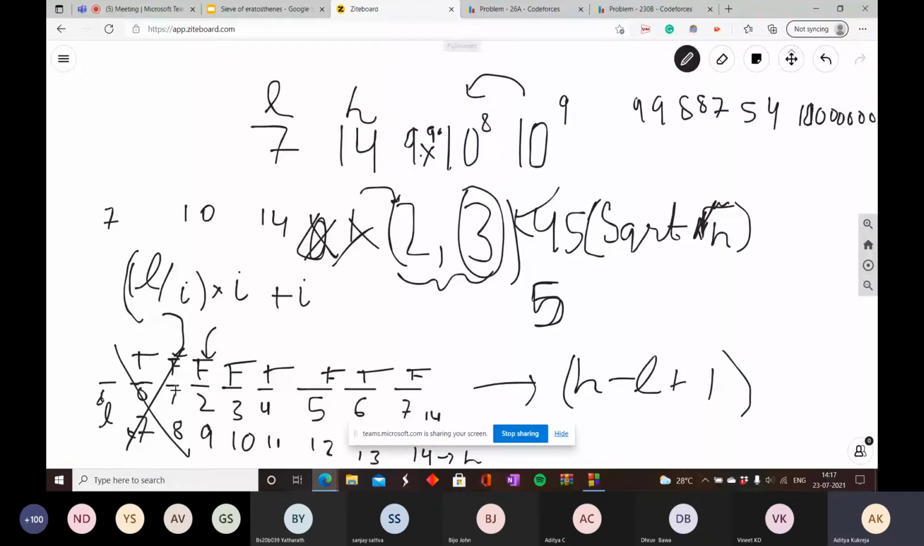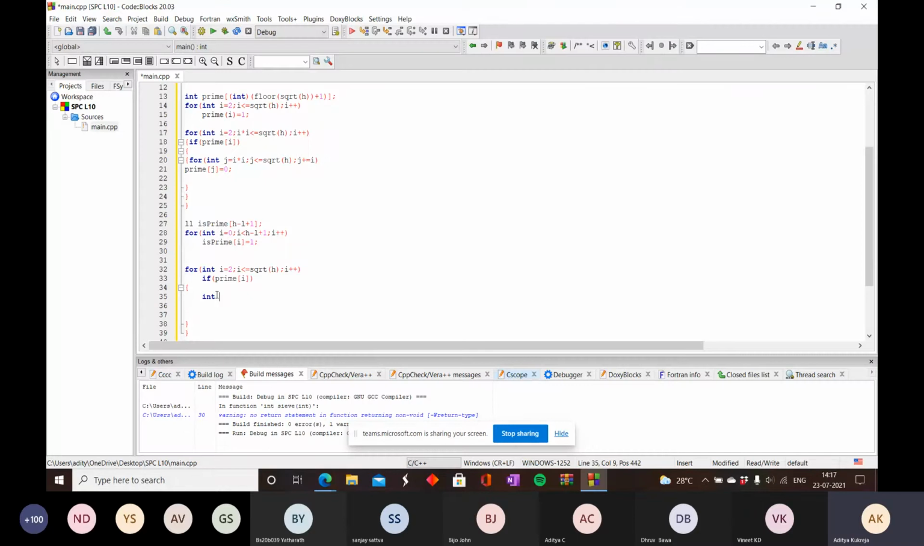So I'll just show you what we are doing here. We'll declare an integer a is equal to L by I into I. Now first we'll check if L mod I is not equal to 0, that means it leaves a remainder. Then you just write a is equal to a plus I.